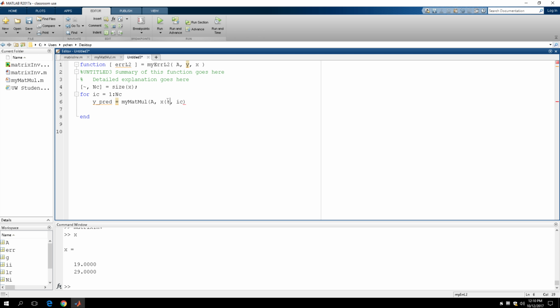So for the row index, we are not specifying the starting value and the ending value, which means it's going to take all the rows. But for the column index, I'm specifying IC. So for the first iteration, IC is going to be equal to 1, so this syntax is going to give me the first column, all the rows on the first column. And then for the second iteration, this syntax is going to give me all the rows on the second column, right?